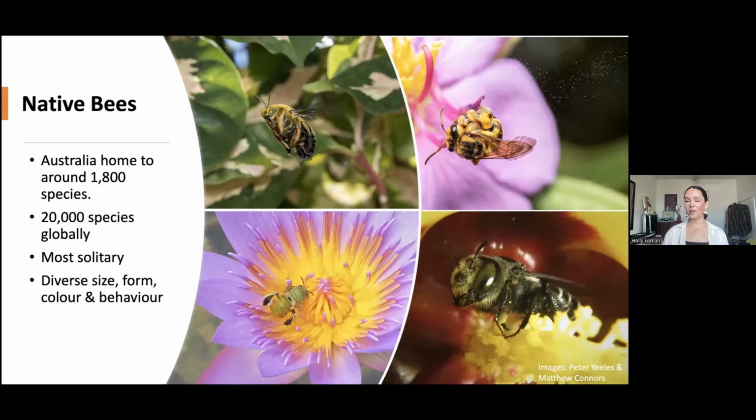Usually it's a female bee, and she'll provide nectar and pollen for her babies, and she'll build a little nest for them. And so these bees are very diverse in size, form, colour, and behaviour. And this is just a few of the beautiful bees that we have in Cairns.